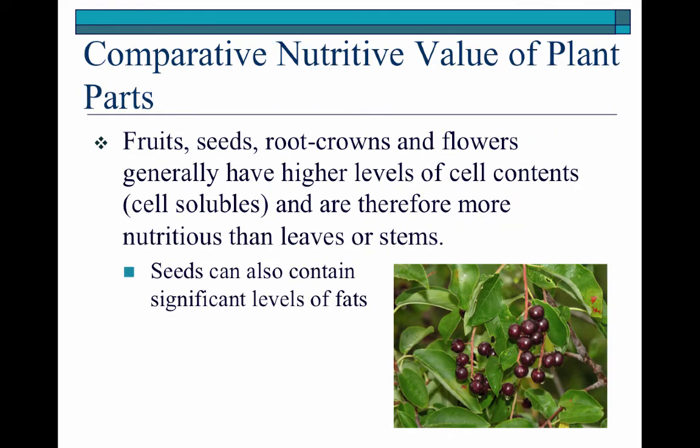All right, so as we're starting to look at different parts of a plant, the different structures that a plant has are going to have different nutritive values. So when we think about a plant in general, that plant is going to contain stems, leaves, roots, sometimes seeds and berries as well. So the seeds, fruits, and root crowns, as well as flowers in general, have higher levels of cell content or cell solubles. So they tend to be higher in protein and higher in energy.